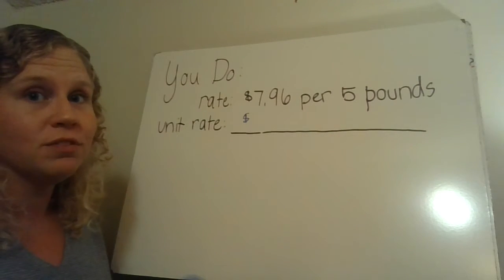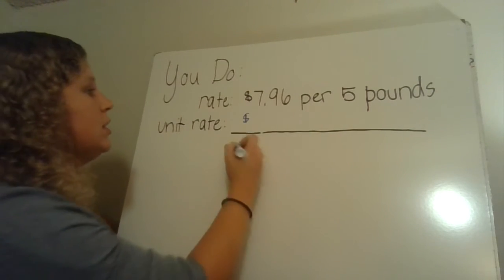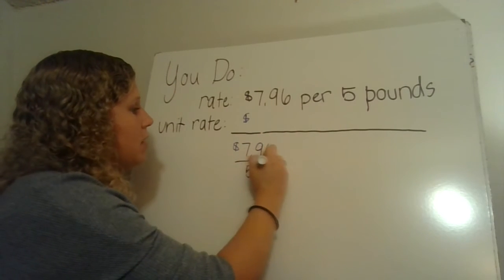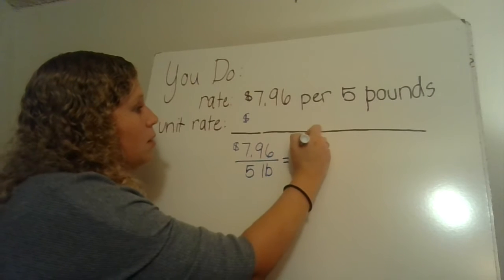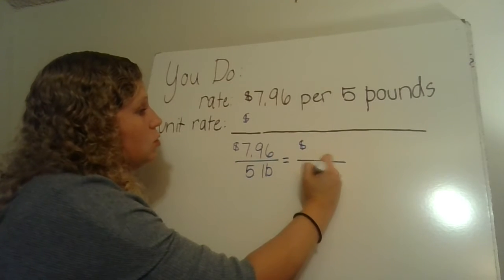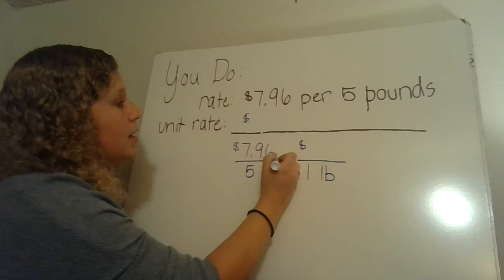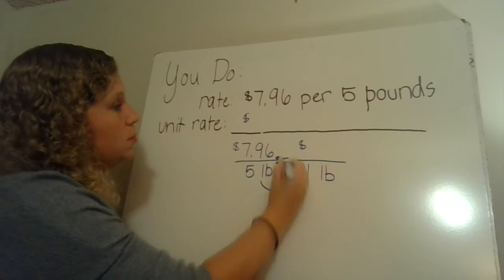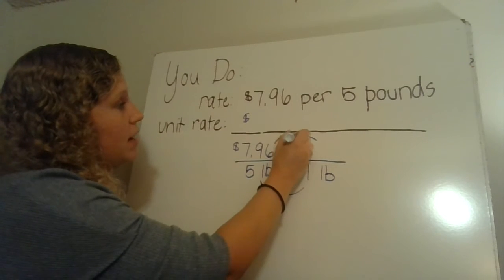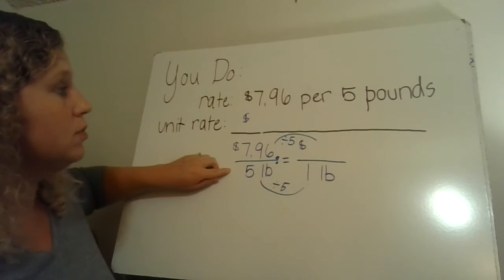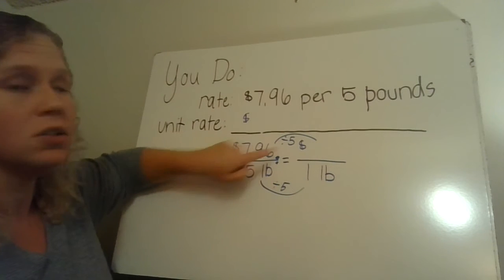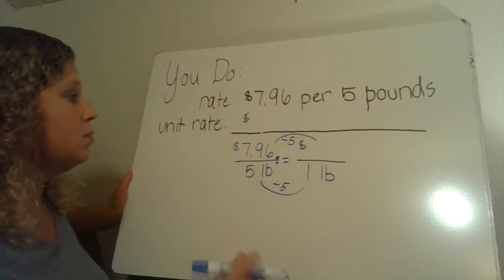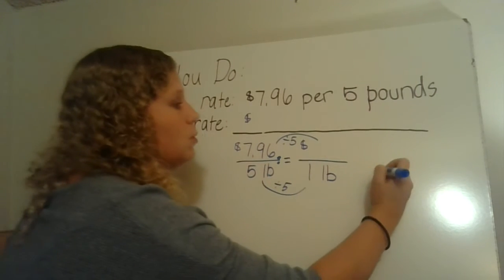Okay, so hopefully you have found the unit rate. First thing I would do is set up my ratio, $7.96 for 5 pounds. I want to know how much money it's going to cost me to buy 1 pound. Again, fraction line means divide. Or I can see that the pattern using multiplication or division is to divide by 5. I can follow the rules of fractions, and whatever I do to the bottom, I also can do to the top. So this is $7.96 divided by 5. I'm going to show my work right here.